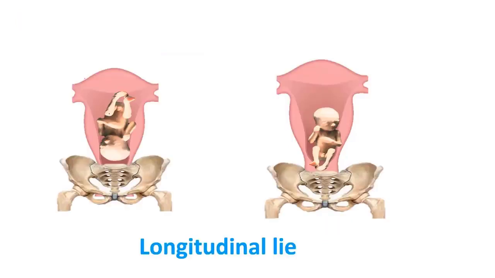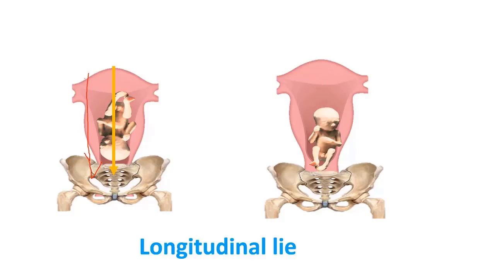What does it mean? In this we can see the long axis of the fetus and this is the long axis of the uterus. So the long axis of the fetus is parallel to the long axis of the uterus. So we will say that the fetus has a longitudinal lie. So it is very easy.